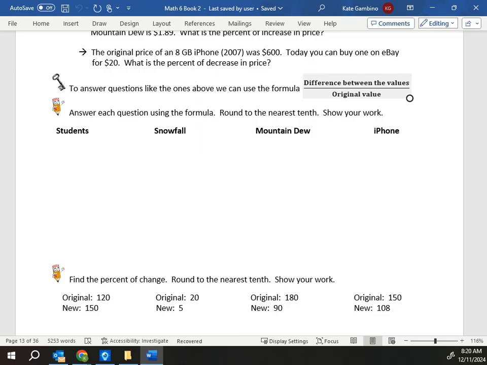Doesn't matter which number comes first in the problem. When you're finding a difference, you're just taking the big number minus the small number. No negatives. Then we divide that by the original value, that very first number, the original number. So let's see what that is going to look like.